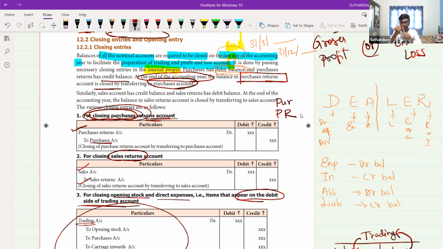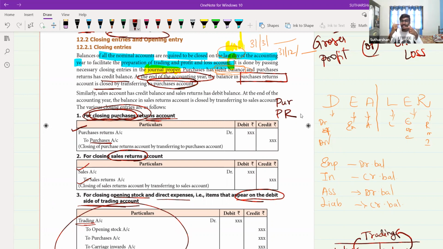For the purchase return account closing, we are passing a reversal entry. What is that? The purchase account is debited. If I am transferring something, I need to do the opposite. If it is in debit, I need to credit it. If it is in credit, I need to debit it. Purchase is debit. Now I am closing this, so I am transferring, so it will be on the credit side. Purchase return account obviously will be on the credit, but since I am transferring, now it will be on the debit. Purchase return account debit to purchases account, don't forget.